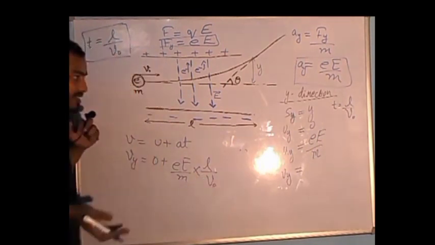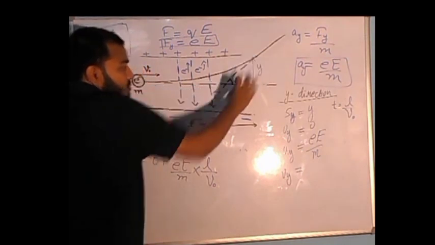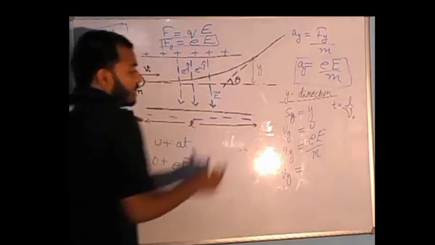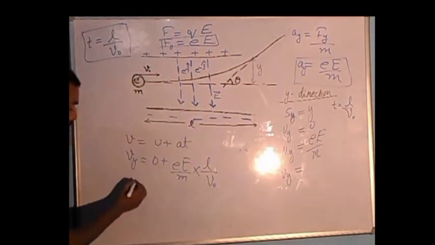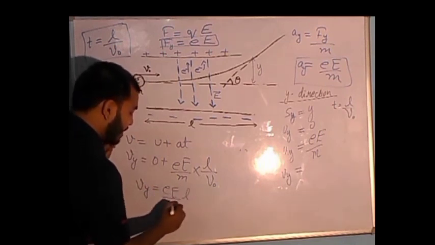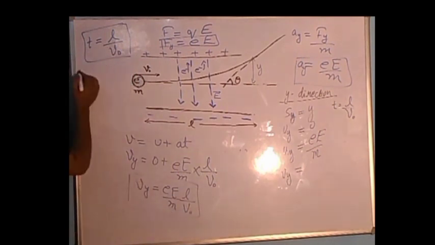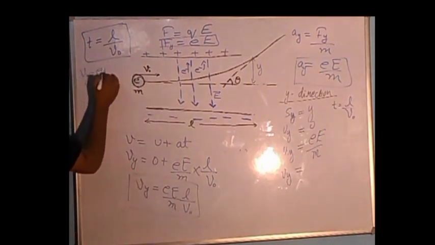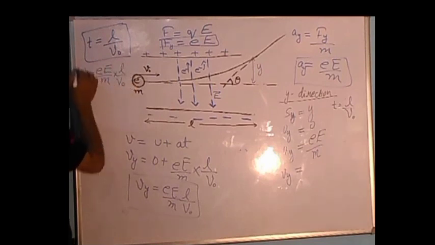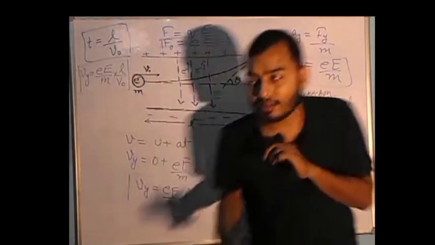The time has nothing to do with the y direction or x direction. In the same time in which the electron covers the vertical distance y, it covers the horizontal distance L. So the velocity in the y direction becomes E divided by m multiplied by L divided by v naught. This is the vertical velocity of the electron when it emerges out of the field, that is over here.